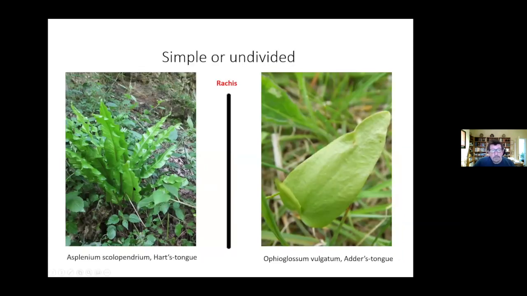Now, some ferns are simple and undivided. They just have a midrib, that's the rachis, and we can see it on this fern here, the heart's tongue, Asplenium scolopendrium, and it's also present on this adder's tongue fern, Ophioglossum vulgatum. So it has a very simple leaf. It's just a blade of tissue with a midrib. Okay, simple, undivided. There aren't too many of those. And this in particular is very common in Leicestershire and Rutland. This one much less so.